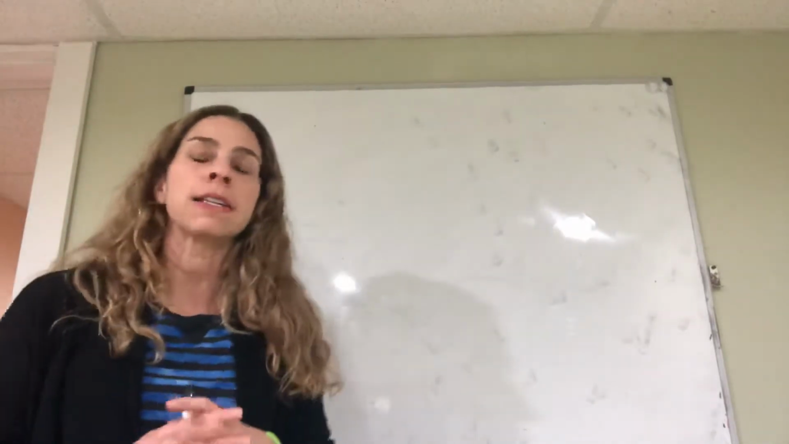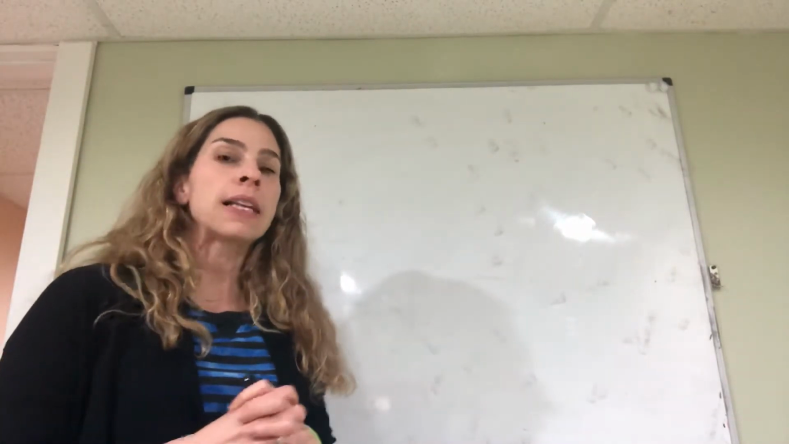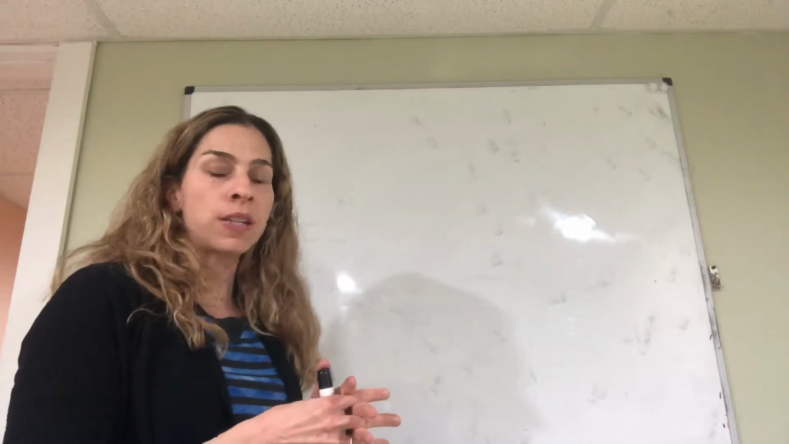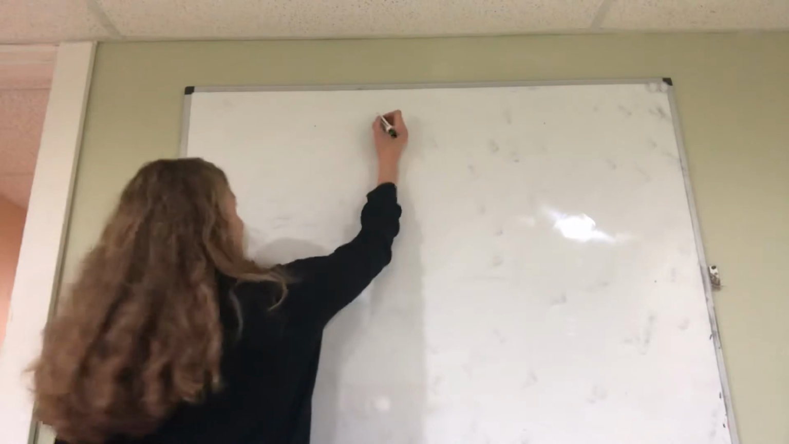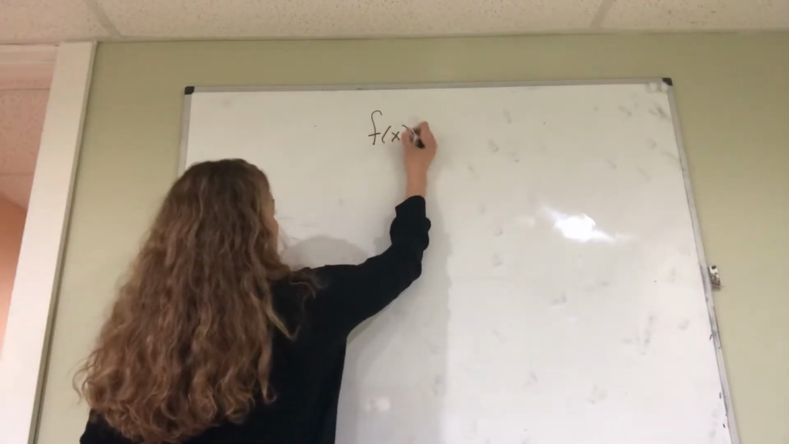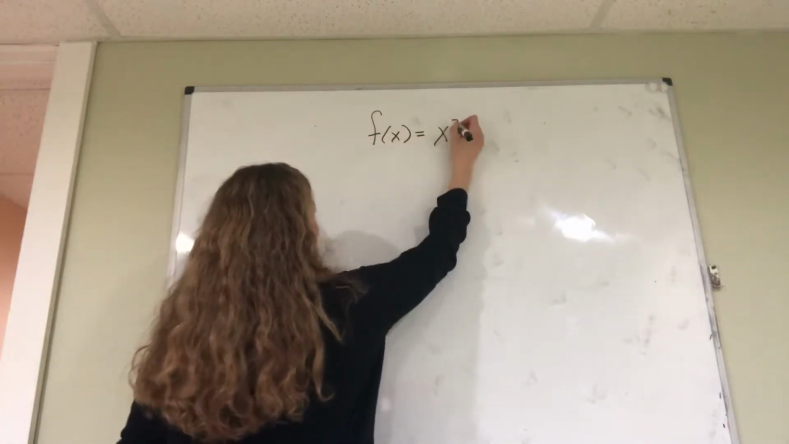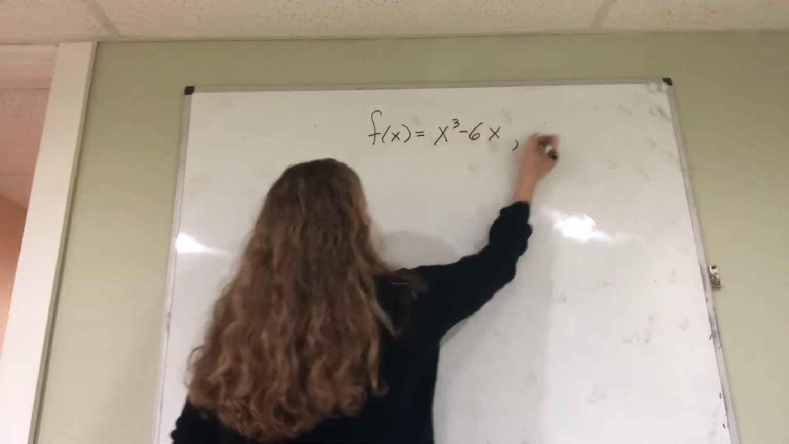In some cases, we may have a function that lies above the x-axis in part of the integral and below the x-axis in part of the integral. So let's look at an example like that. Suppose I have the function f of x is equal to x cubed minus 6x on the interval from 0 to 3.